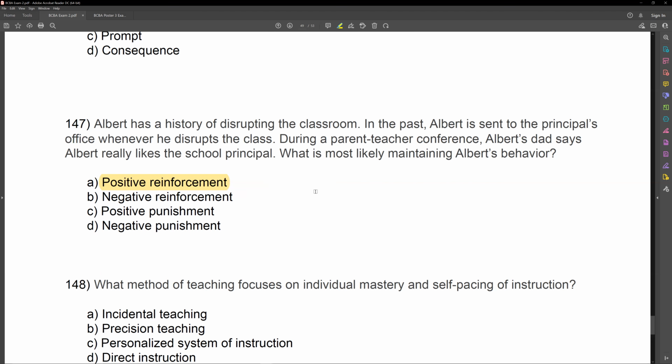If this said Albert has a history of disrupting the classroom, in the past, Albert is removed or sent out from the classroom. Now we're talking about negative reinforcement. In this case, Albert disrupts class. In return, he gets to go to the principal's office. He gains access to the principal. He's being positively reinforced. It's a reward. Tricky question. Be careful.